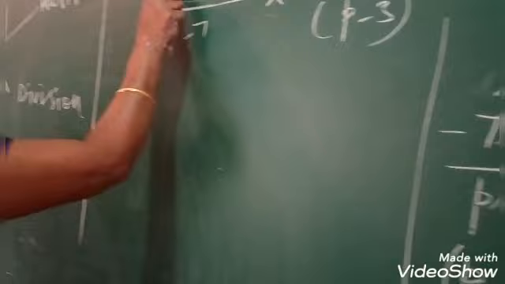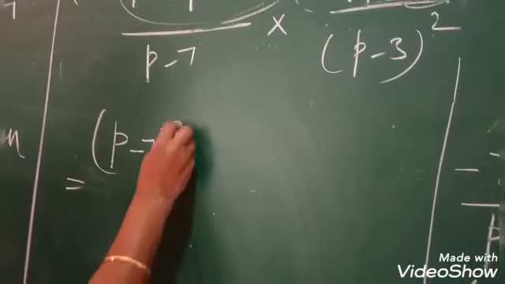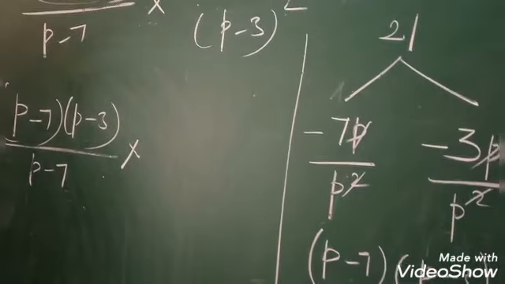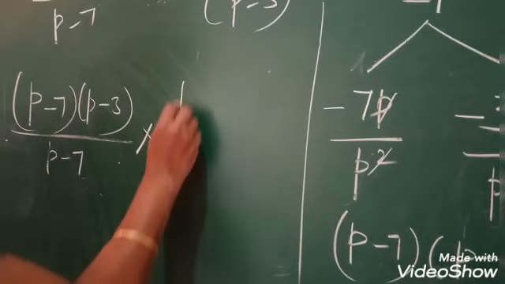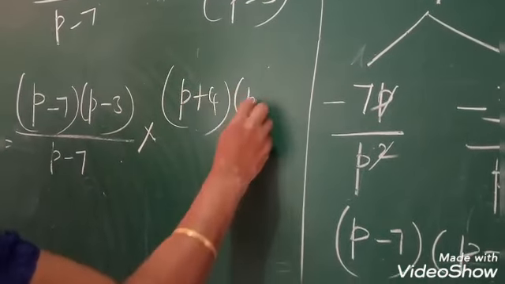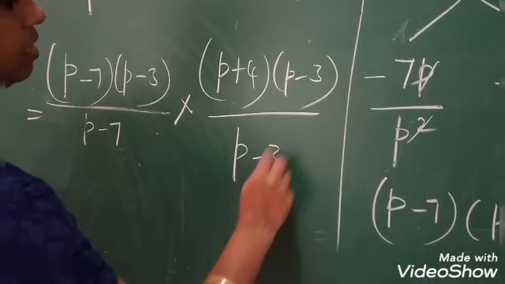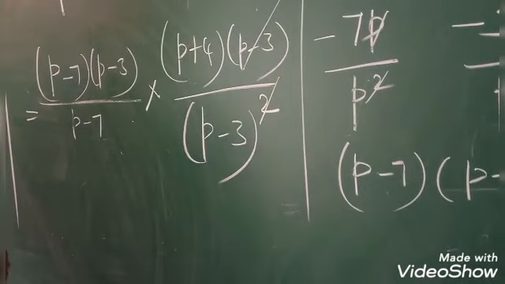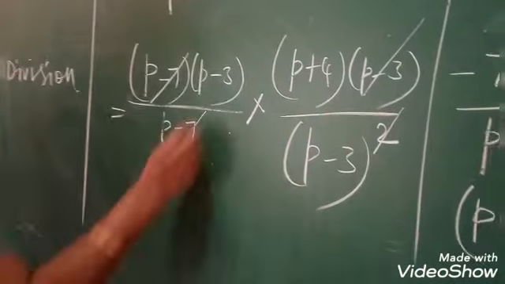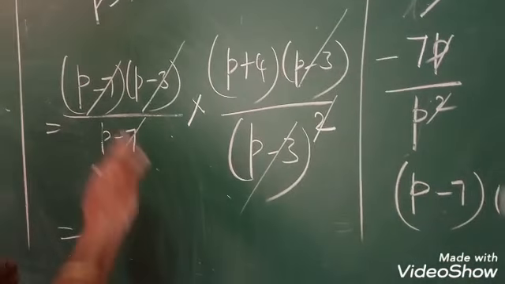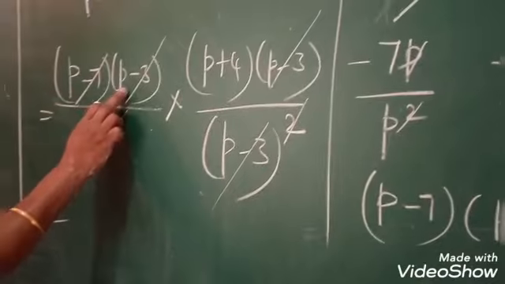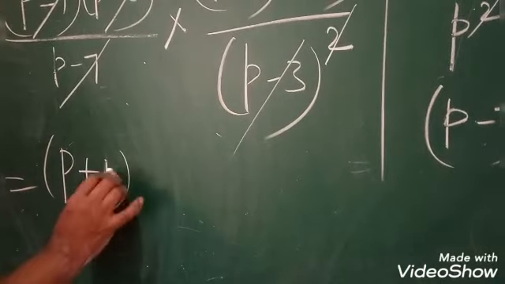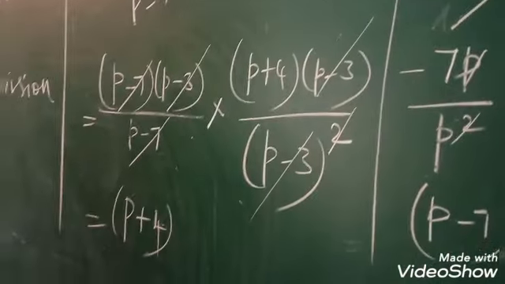The simplification: the factors are p minus 7 and p minus 3 divided by p minus 7, multiplied by p plus 4 and p minus 3 divided by p minus 3 the whole squared. Now cancel one p minus 3 with another p minus 3, and p minus 7 cancels. So totally p minus 7 cancels, p minus 3 cancels. The remaining is p plus 4. This is the answer for the second sum, girls.